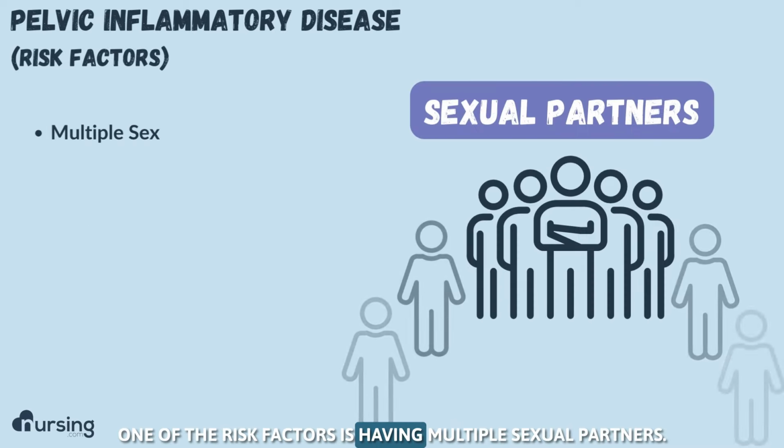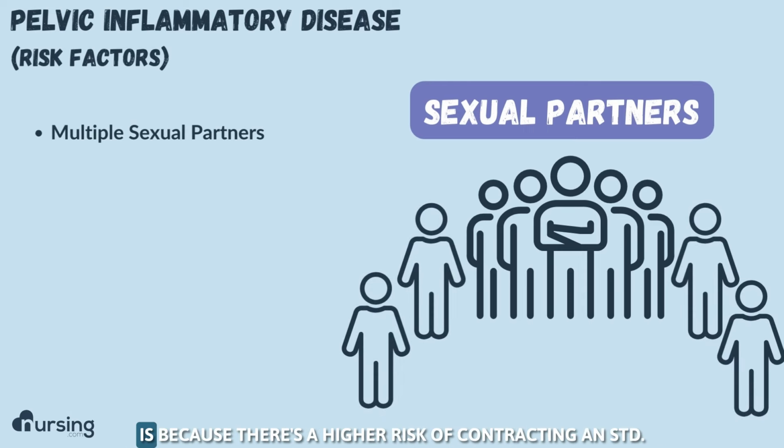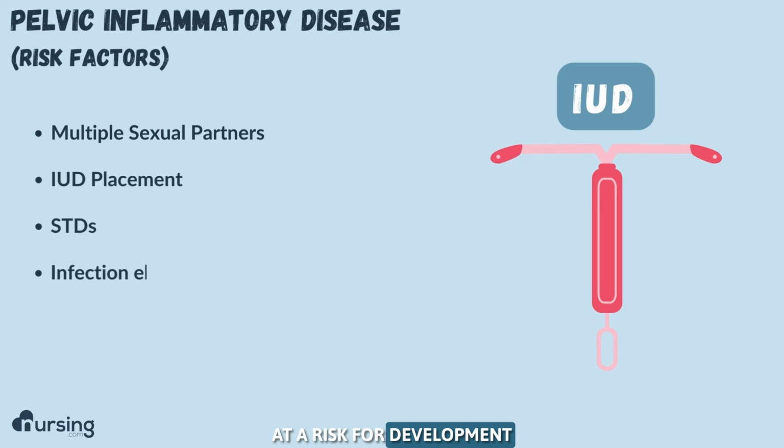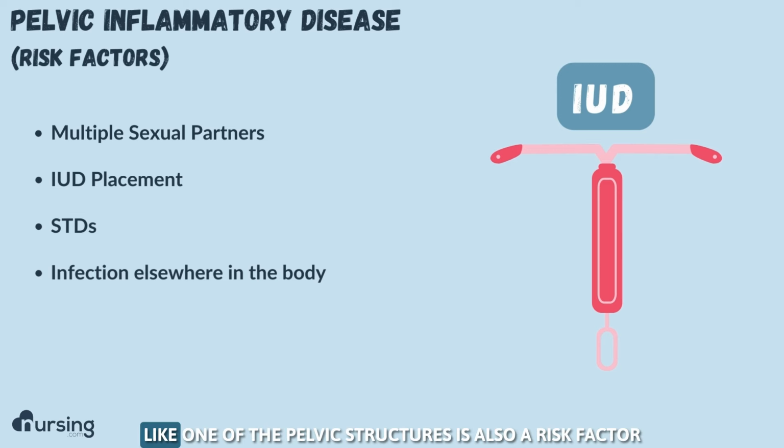One of the risk factors is having multiple sexual partners. So the reason that this is a risk factor is because there's a higher risk of contracting STDs. IUD placement also puts the patient at a risk for development because there's a chance for bacteria to enter the uterus during placement. And since STDs are a common cause of PID, they're definitely a risk factor. And like I mentioned before, an infection somewhere else in the body, like one of the pelvic structures, is also a risk factor because it can lead to PID.